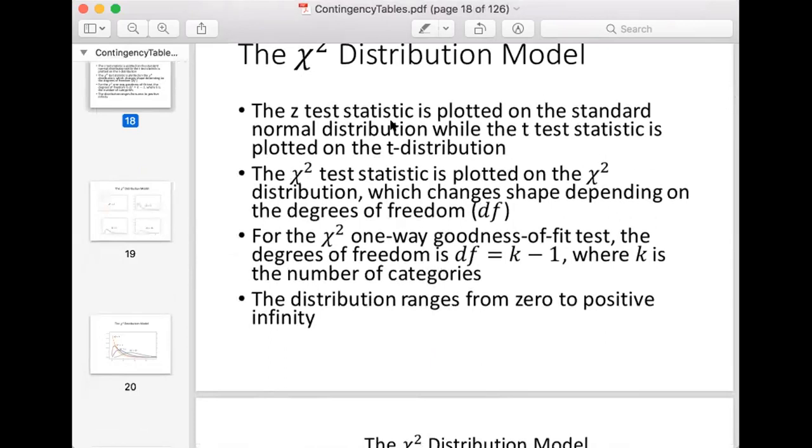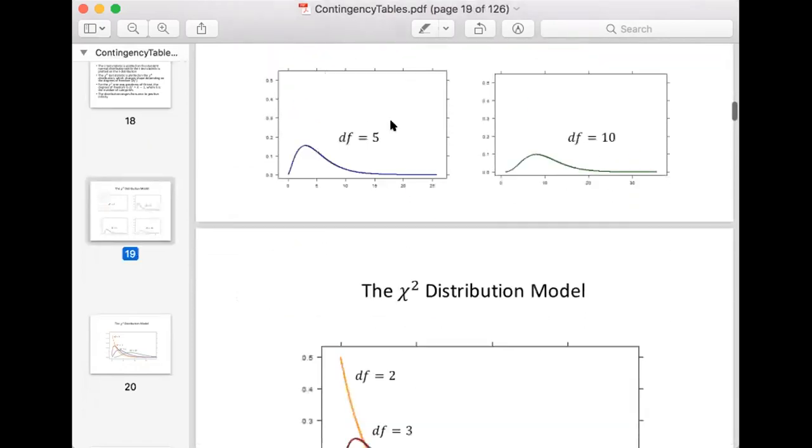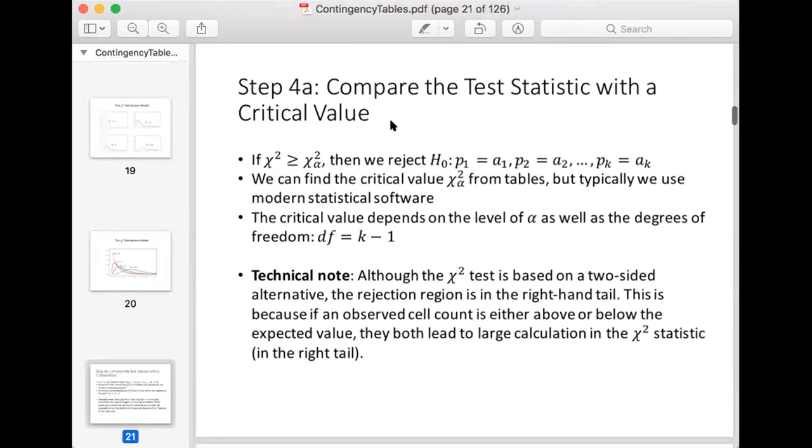So just be aware that depending on which test you're running, you will have a different degrees of freedom calculation, and thus you'll have a different critical value associated with that depending on the test that you're running within the chi-square distribution.